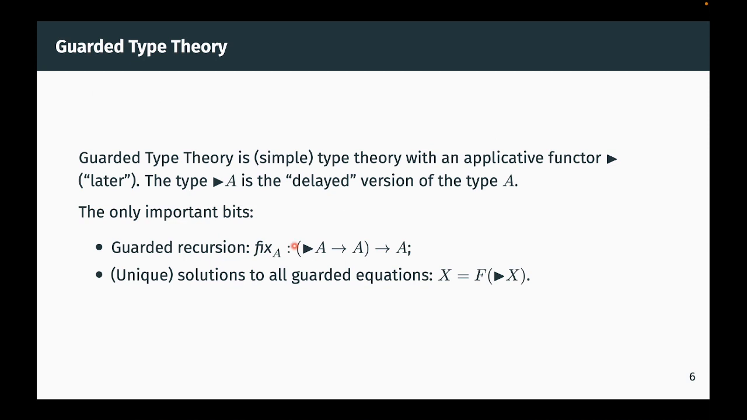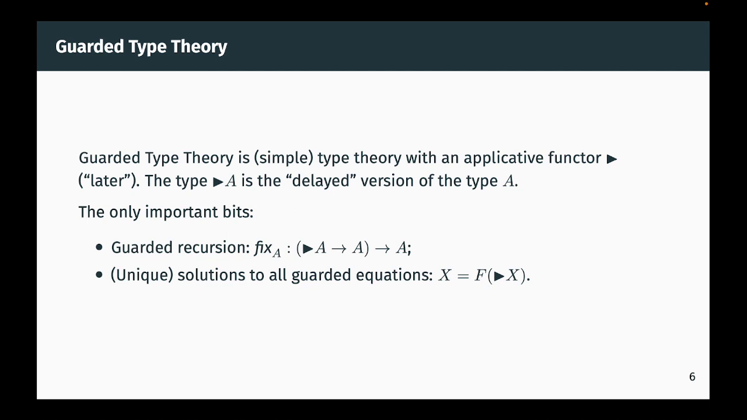And the two important bits in guarded type theory is that we have guarded recursion using this kind of guarded fixed point combinator. And what is even more important for us is that we have unique solutions to all guarded equations of types. So equations of the form x equals f of later x, where this later x can appear in any position, both in negative and in positive positions, but this x has to appear under the later modality, so this makes it guarded.